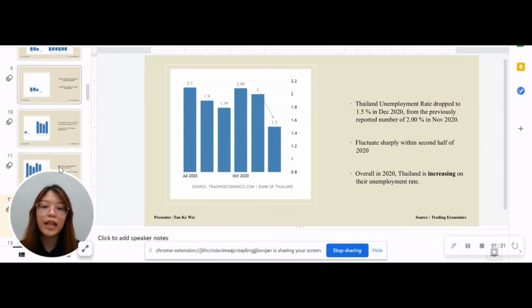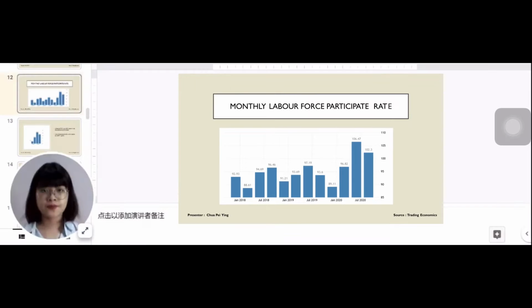Lastly, we look at the last 2 months of 2020. Thailand's employment rate dropped to 1.5% in December 2020 from the previous month's 2% in November 2020. In this chart, we can see that the line fluctuated sharply and was unstable within the second half of 2020. So overall in Thailand, the employment rate is increasing.